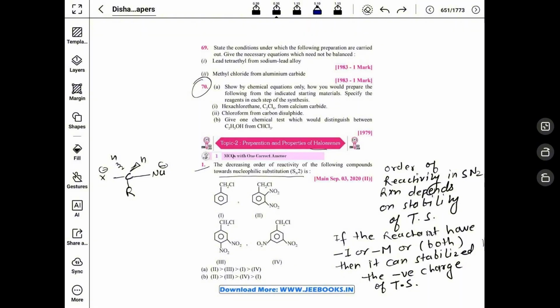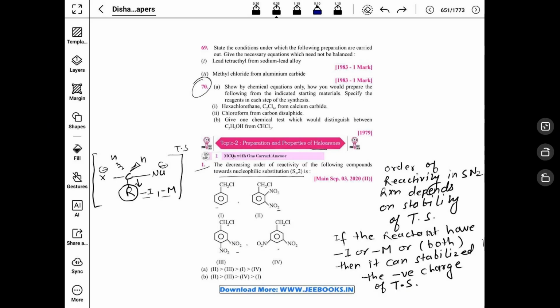If this R group has minus I minus M, then it can stabilize the negative charge through its inductive effects. It is very important to understand that the transition state carries negative charge, so the negative charge should be stabilized. If the reactant has minus I or minus M effect, then it can stabilize the transition state. Therefore we have to see which of these four options has very strong minus I and minus M effect.